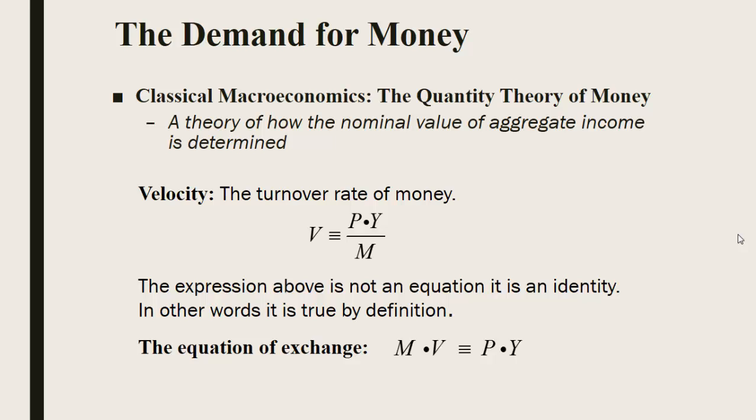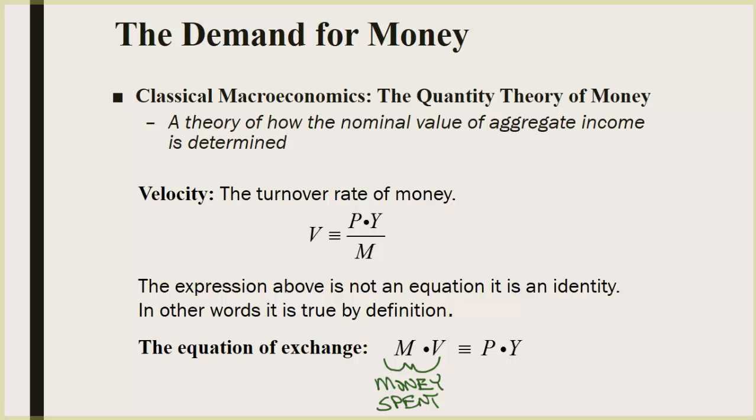If I move this around just a little bit, in other words, I'm going to multiply both sides by M, I end up with something called the equation of exchange. Now, within the equation of exchange, this has a really interesting interpretation. I can look at M times V: the number of dollars in the economy times the number of times each dollar gets spent on average during a given period. Well, what's that? That's money spent. On the other hand, P times Y is, well, nominal income.